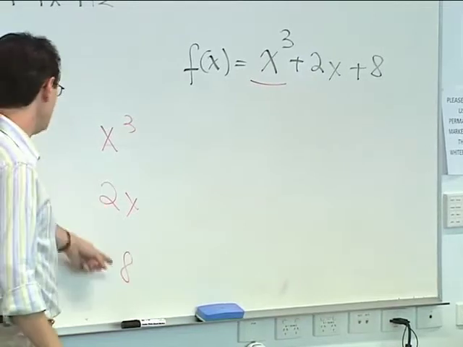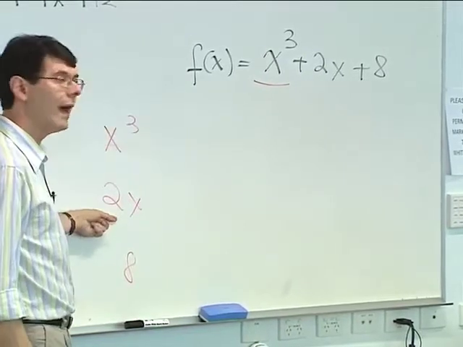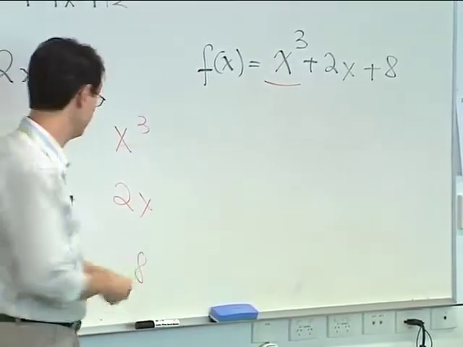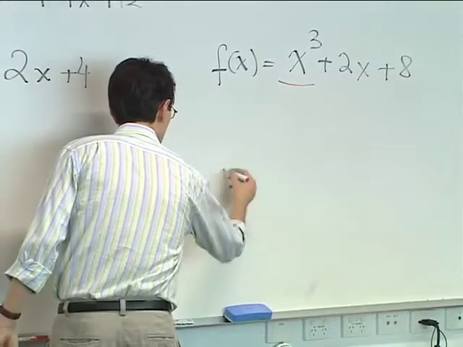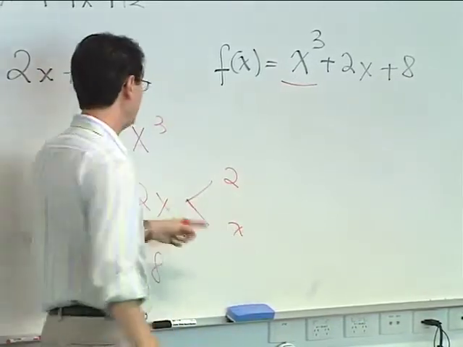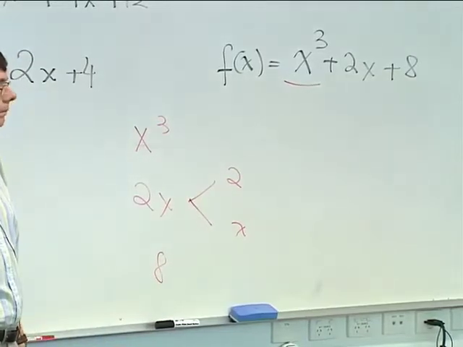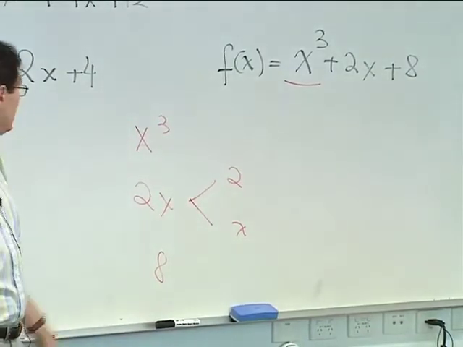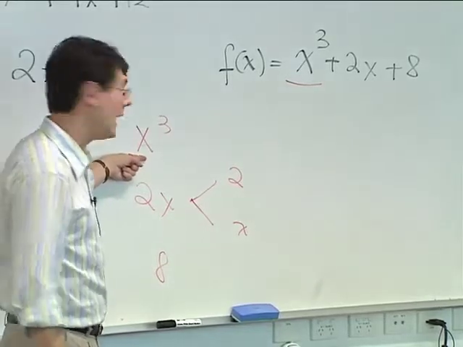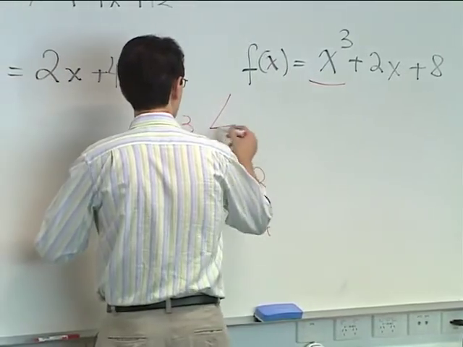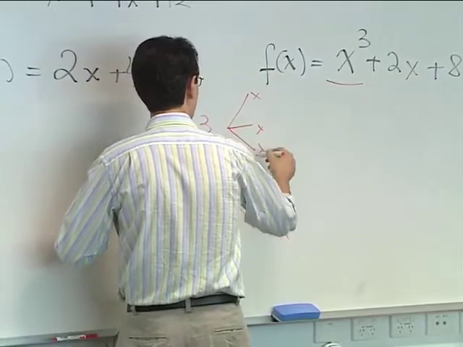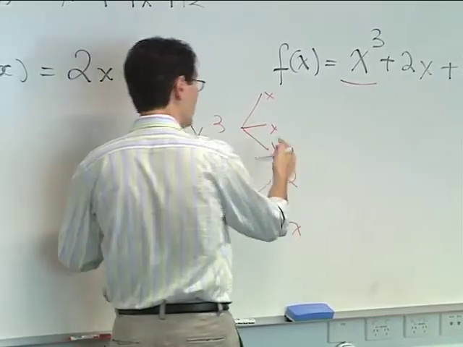Take a look at 2x. 8, there's nothing I can say, but take a look at 2x. That's built from two guys, 2 and x, and it's built by multiplying. Take a look at x cubed. x cubed is built from three guys: x, x, and x. And that is built by multiplying again.